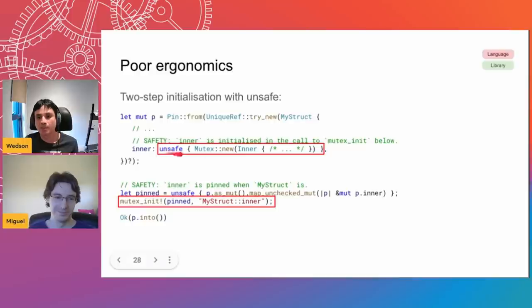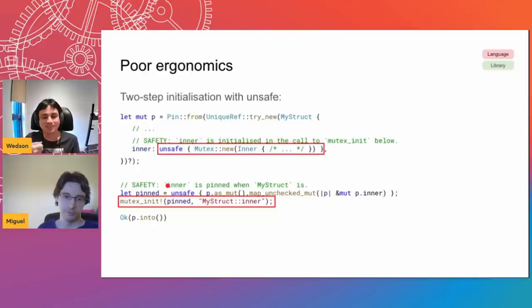But we do mutex new, right? And we can move it around, and it's all fine because the pointers have not been established yet. And we have to have this safety annotation here saying that mutex init is called below, and we have a macro to do that. So this is the problem with the ergonomics that we have today. First, we introduced the unsafety, and now we're forcing people to have to call these mutex init.